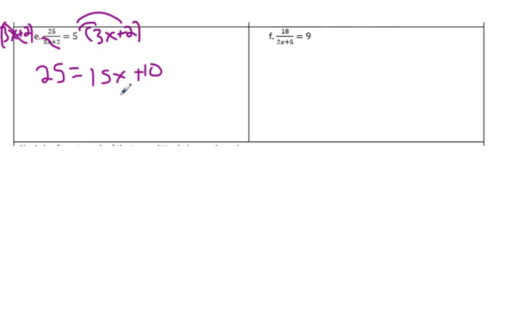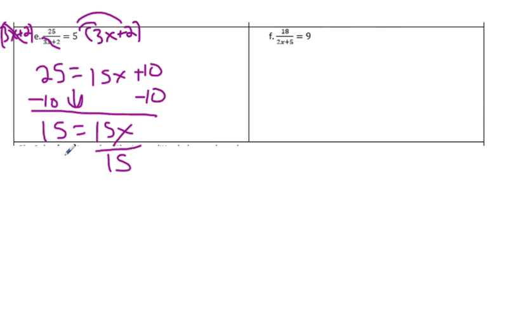And now we're ready to solve. These are properties of equality. So we take away 10 from both sides. So 15 is equal to 15x. And if you divide by 15, x is equal to 1.